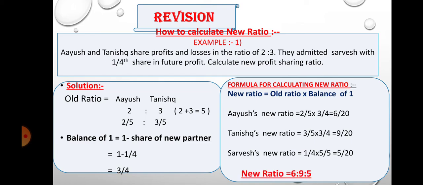The new ratio of Ayush, Tanish and Sarvesh is 6:9:5. Understand, students?